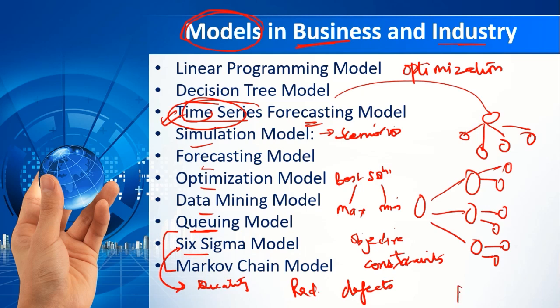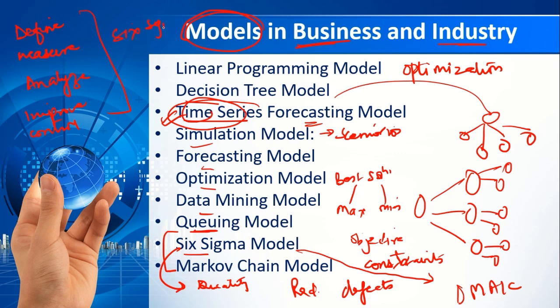DMAIC is the approach used by the Six Sigma model, where D refers to define. I'm writing it for you: define, measure, then we have analyze, then we have improve, and finally we have control. So these are the tools that work within the Six Sigma framework.